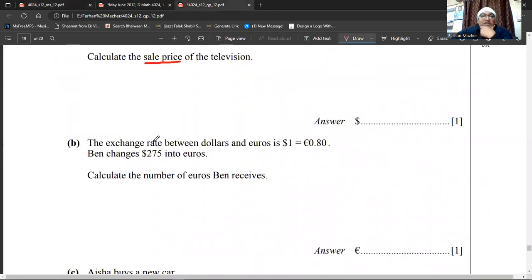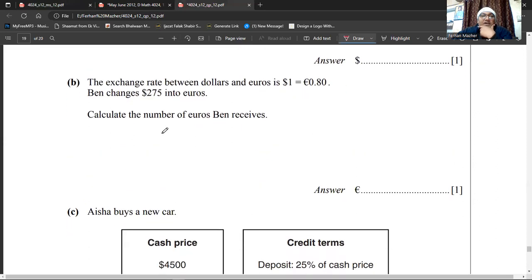Okay, so we are going to the next question. That's question number 24 part B. The exchange rate between the dollar and the euro is $1 equals 0.80 euro. Ben changes $275 into euro.